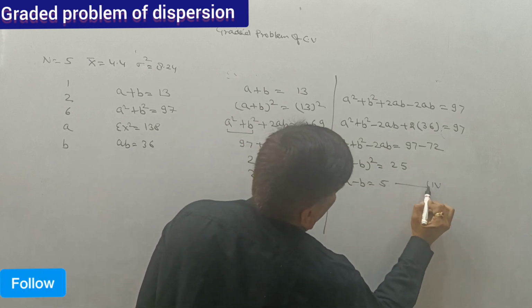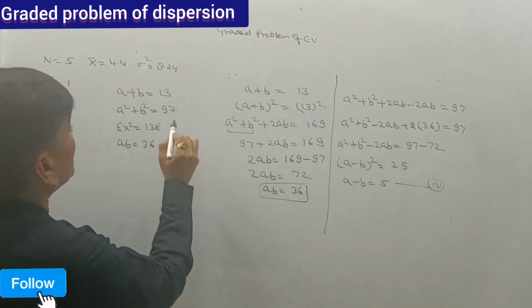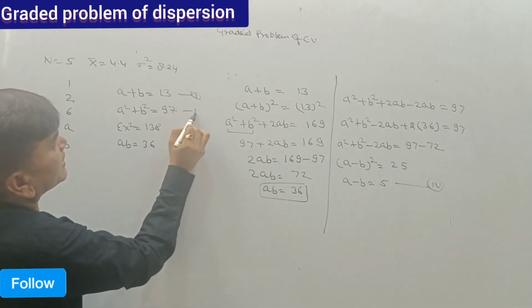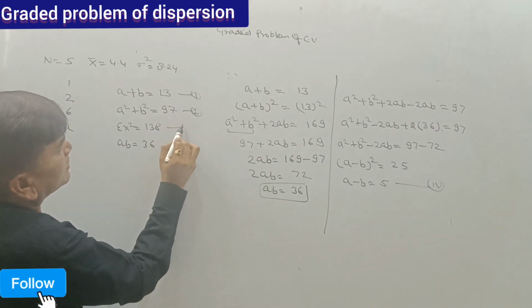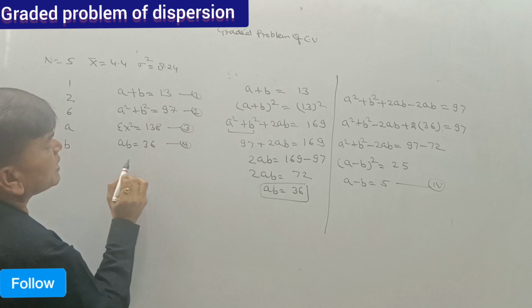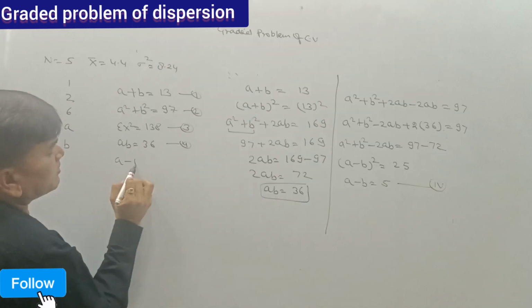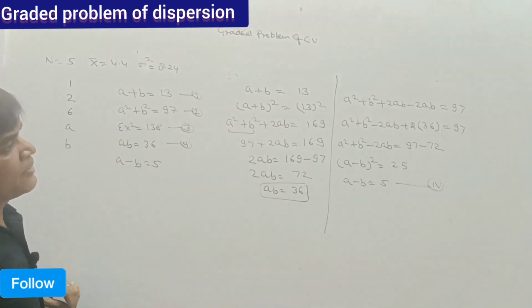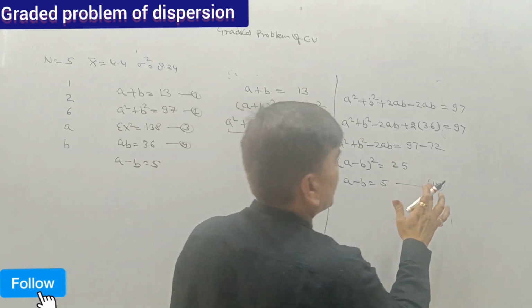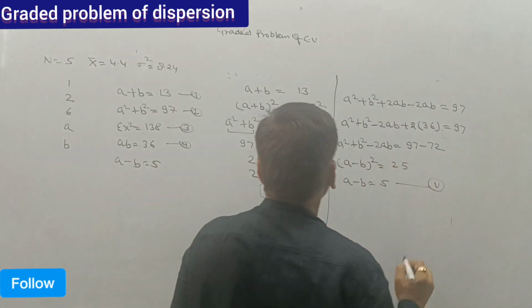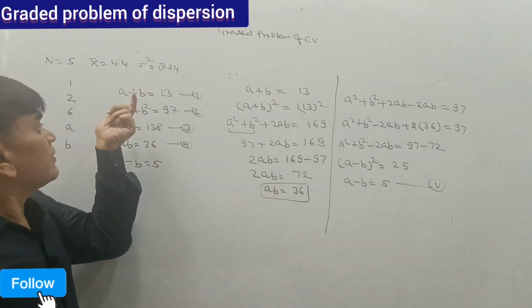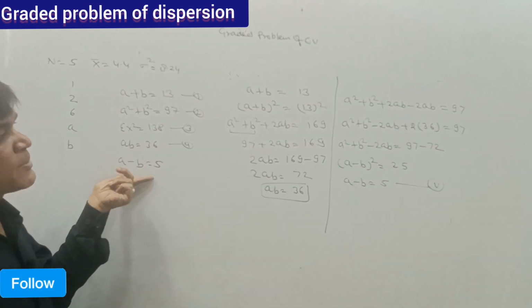This is our fourth equation. First equation, second equation, third, fourth, and it may be fifth. A minus b is equal to 5. It may be fifth, no problem. So we have calculated a plus b is equal to 13, a minus b is equal to 5.